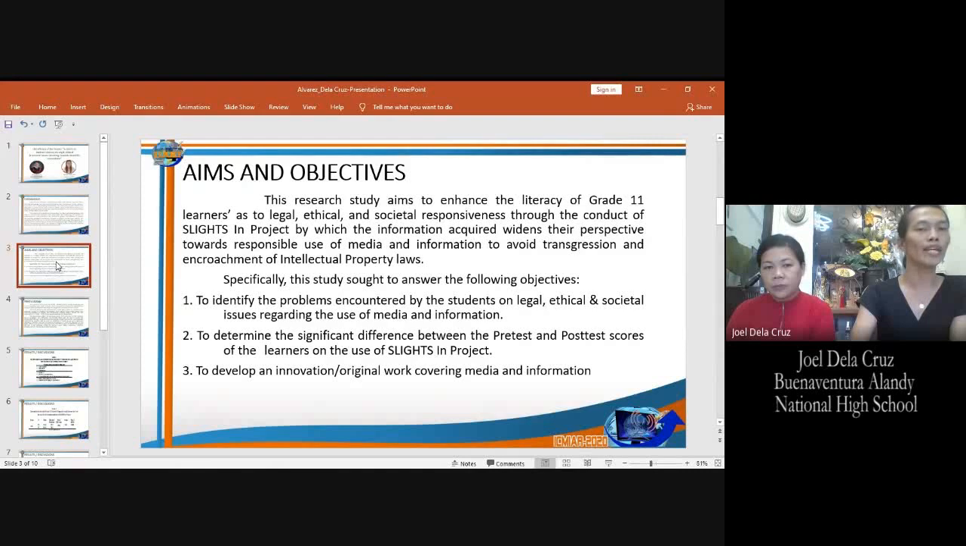Number one, to identify the problems encountered by the students on legal, ethical, and societal issues regarding the use of media and information. Number two, to determine the significant difference between the pre-test and post-test scores of the learners on the use of the Slides In project. And number three, to develop an innovation or original work covering media and information.